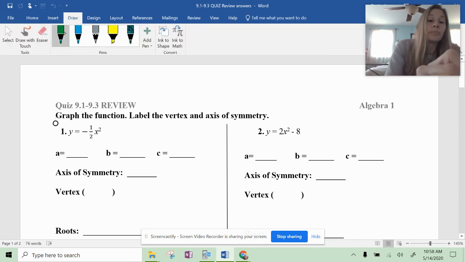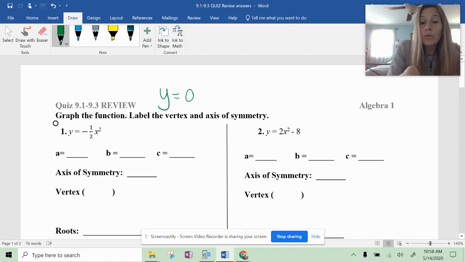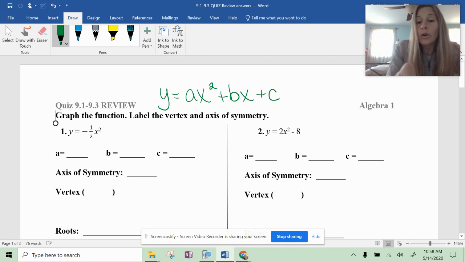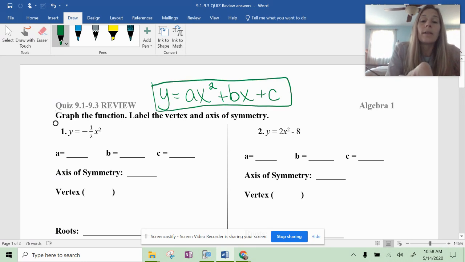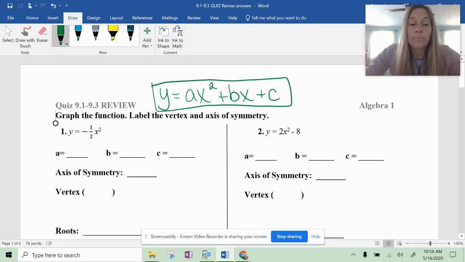So just to review, standard form is when you have the y by itself on one side of the equal sign, and then you have ax squared plus bx plus c, so there are no parentheses or anything like that, and you have your x squared term first, your x term second, and your constant at the end. So first thing we want to do is make sure that the equation is in standard form, and then we'll go through the steps for graphing.